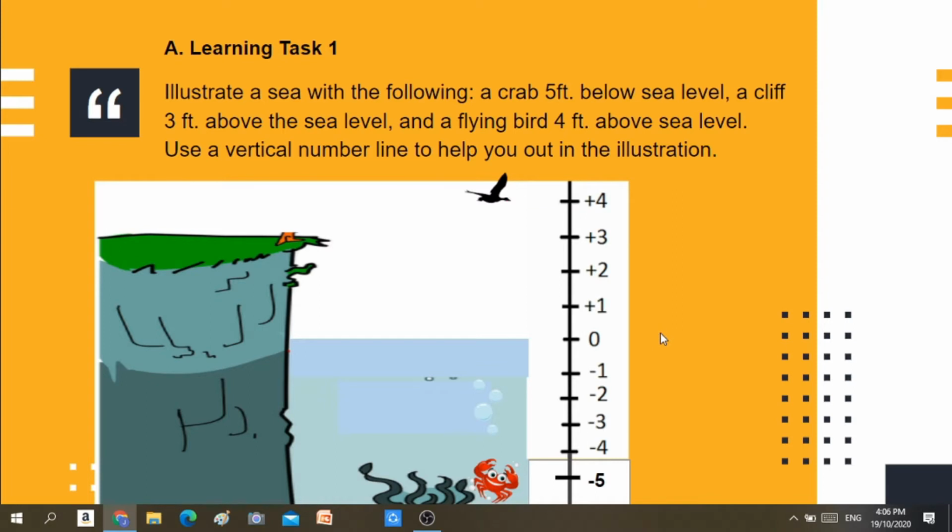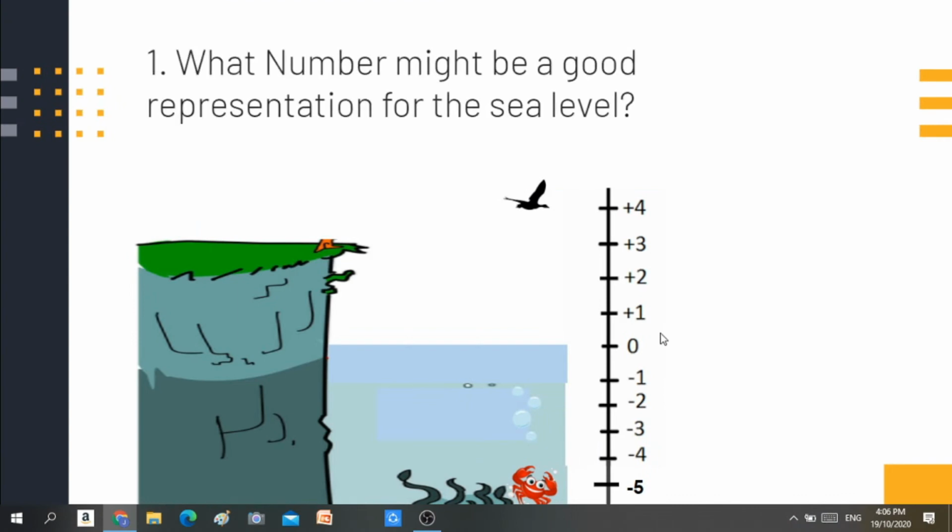So, for us to fully understand this illustration, sagutan natin yung mga sumunod na tanong. First question is, what number might be a good representation for the sea level? Ano ba daw yung number na magandang gamitin para ma-represent yung sea level? Ano ba yung sea level? So this one is the surface. So it represents the sea level, number 0. Okay? We have this 0.